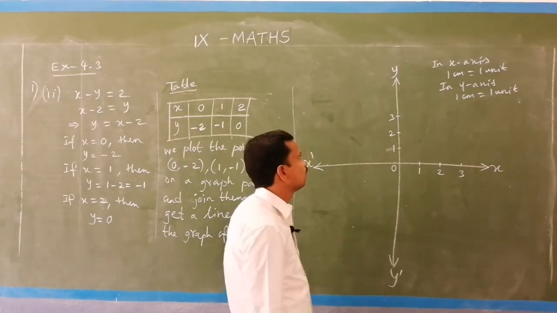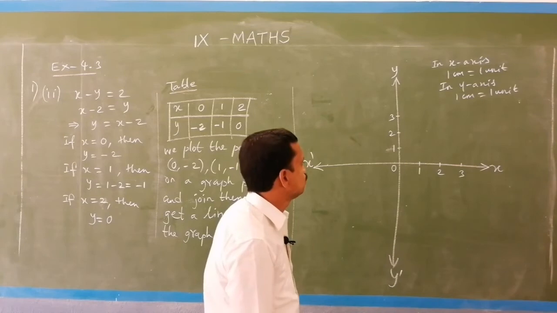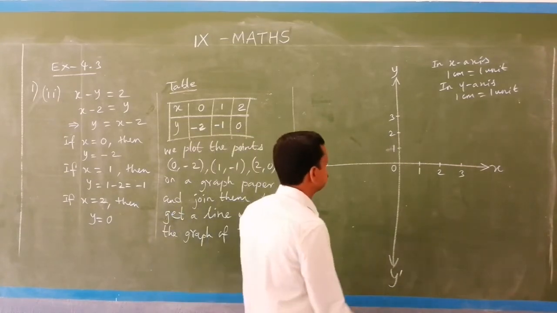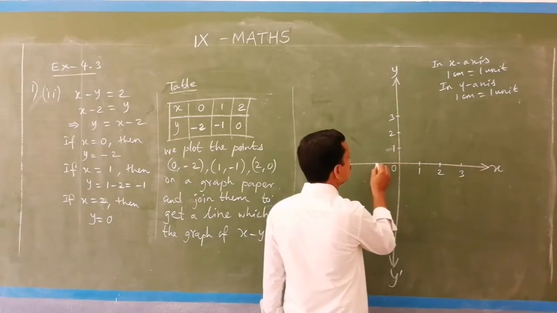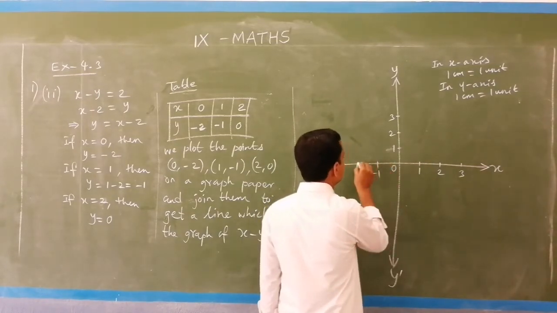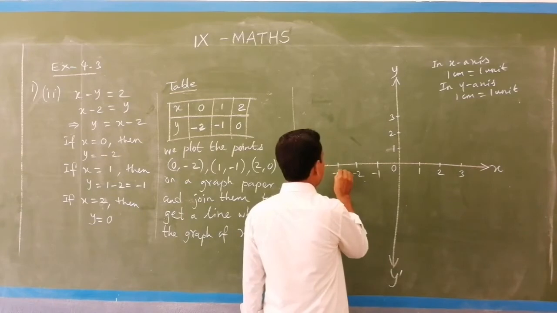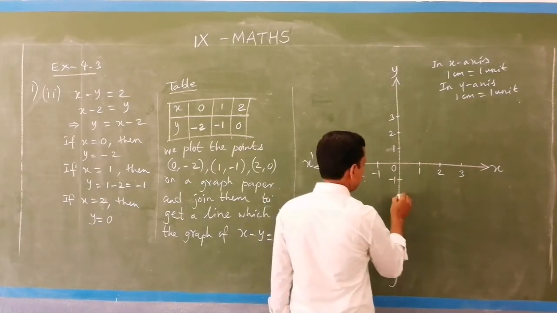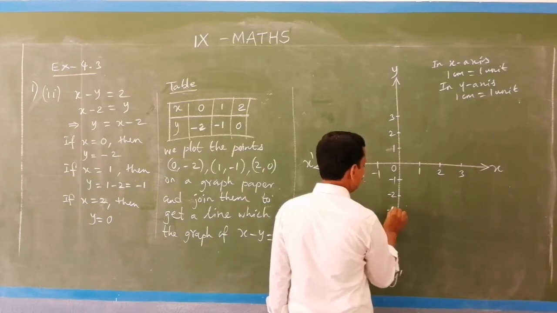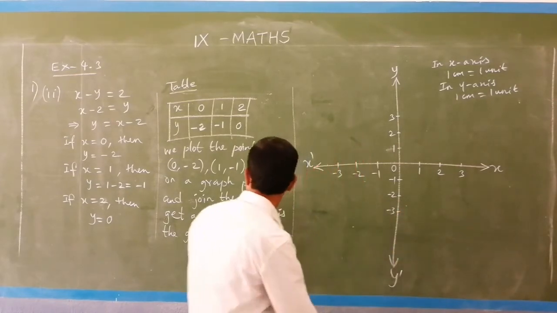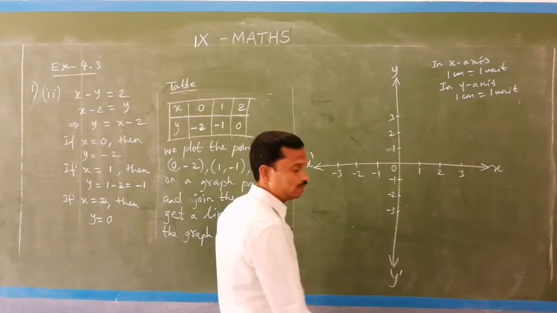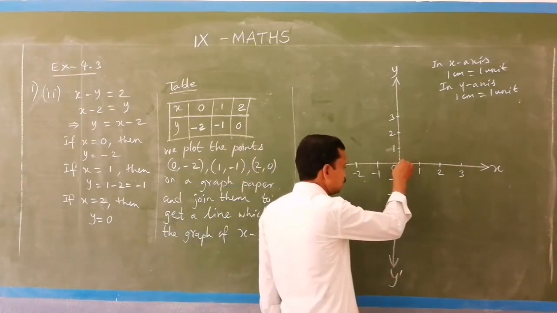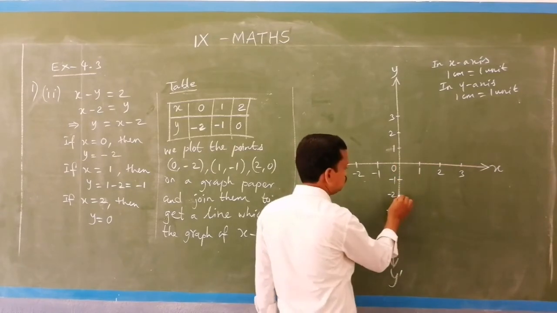So, like that, and then you have to plot the points 0 comma minus 2. Before that, you write all these: minus 1, minus 2, minus 3, and here minus 1, minus 2, minus 3. I think it is enough. Now 0 comma minus 2: x is 0 and y is minus 2. That means this is 0 and y is minus 2. So, this is the point.